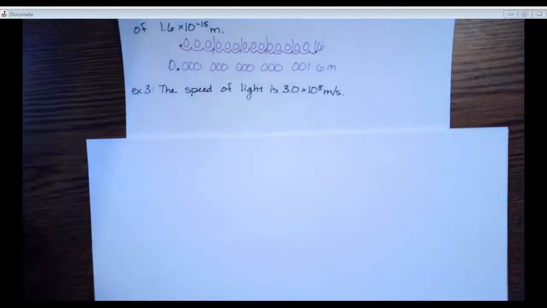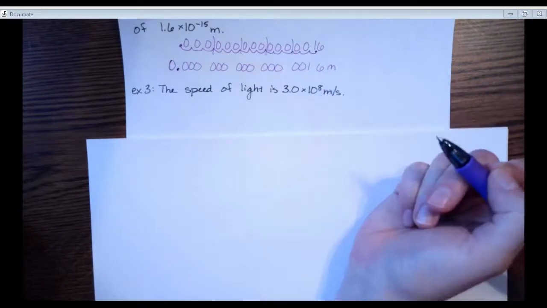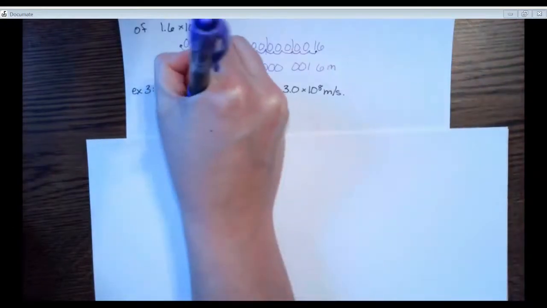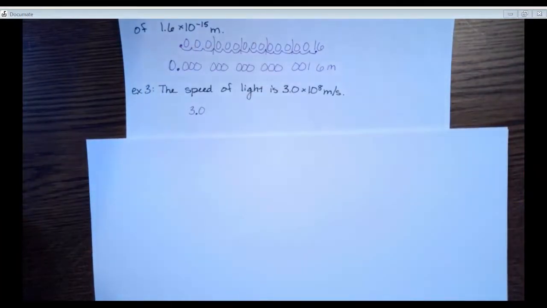So the speed of light is 3.0 times 10 to the 8th meters per second. So if we think back to our prior experience, hopefully you know that the speed of light is really, really fast. So it makes sense that it's a big number, which is why we have a positive exponent. So I'm going to start by writing my 3.0. And since it's a big number, I know I'm going to add zeros afterwards.